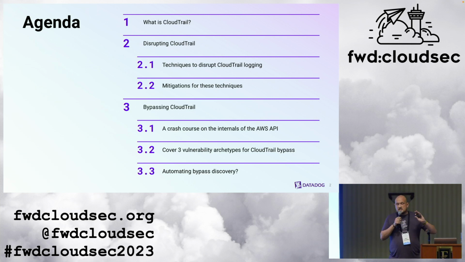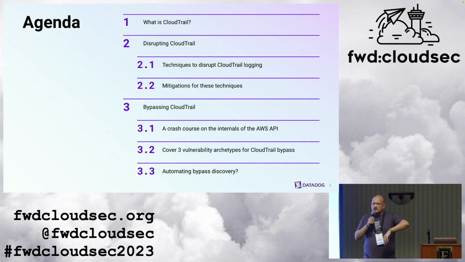After that, we're going to do a deep dive into bypassing CloudTrail. I've found over time a number of vulnerabilities that have allowed me to bypass CloudTrail in some way. Everything from simple permission enumeration up to and including just interacting with the service while evading CloudTrail. To do this, we'll do a crash course into the internals of the AWS API, how it works. We'll take a look at those vulnerabilities, and then we'll also explore the potential for automating the discovery of future bypasses.